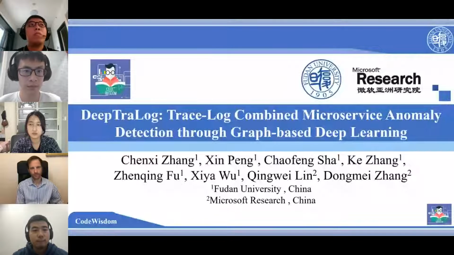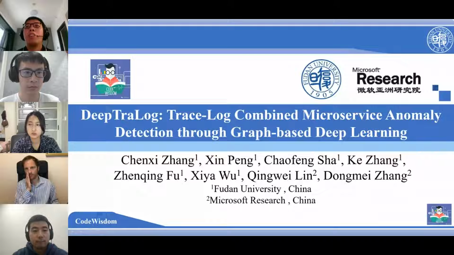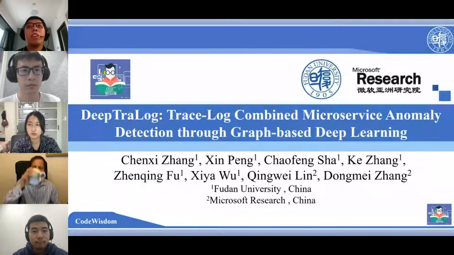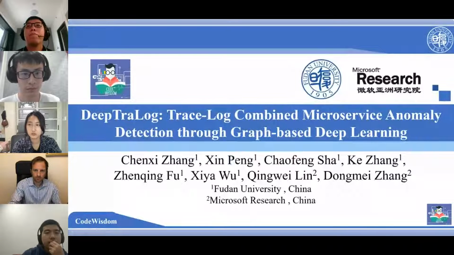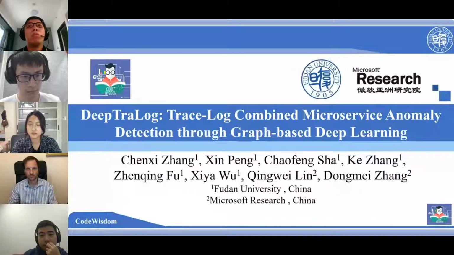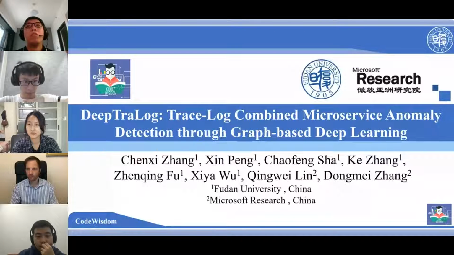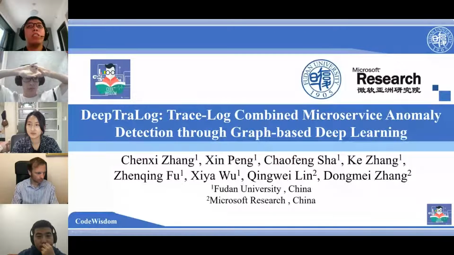I'm Chen Xizhang from Fudan University in China. It's my great honor to be here to present our paper, DeepTraLog, trace log combined microservice anomaly detection through graph-based deep learning. As we know, microservice architecture has been the latest trend in building cloud-native applications.